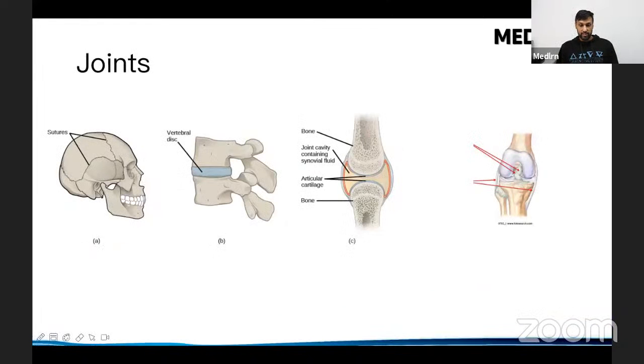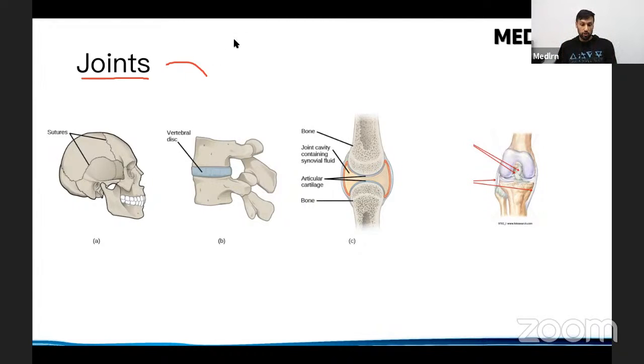So joints. Without getting into too much, let's give a bit of an overview of what joints are. Most of you, when you hear the term joints, are probably thinking about those joints that allow movement, for example my shoulder, or maybe my hip, or my wrist, which is correct.